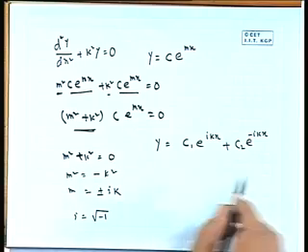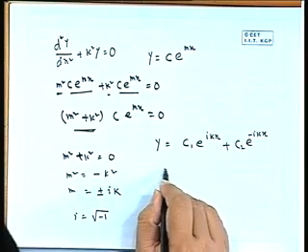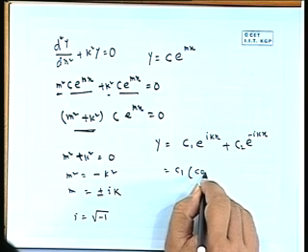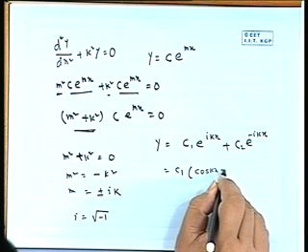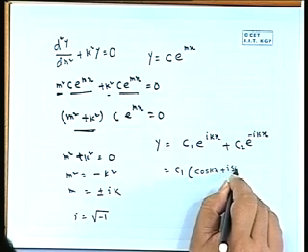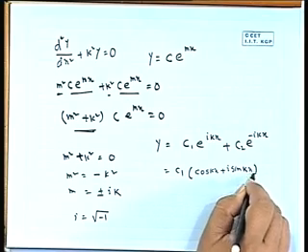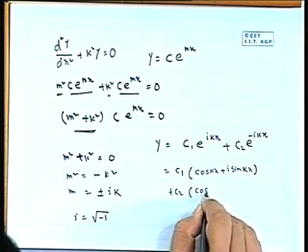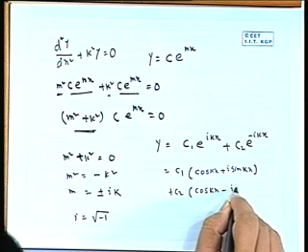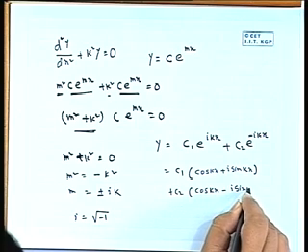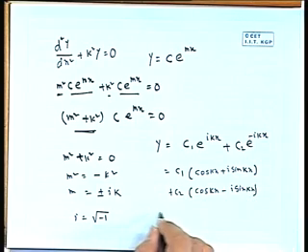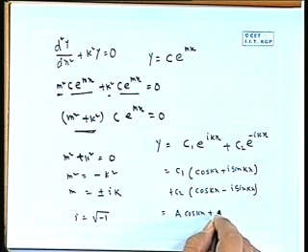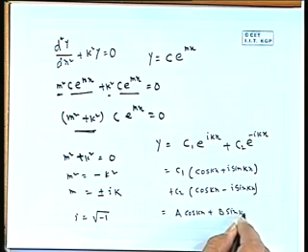Now, if we expand that, c1 e to the power ikx can be written as cos kx plus I sin kx, and the c2 part we can write as cos kx minus I sin kx, or we can write a cos kx plus b sin kx.